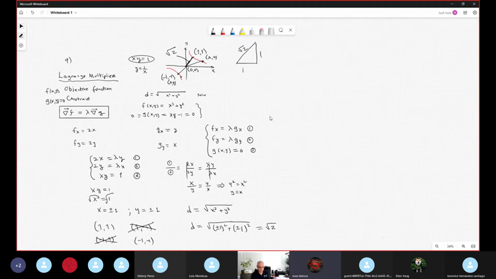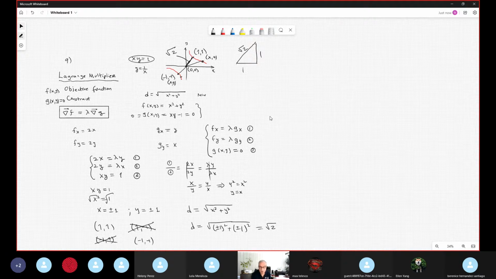Professor, what was the goal of the question? Like, what were we supposed to find? I suppose you find the point on the curve xy equal 1 that is closest to the origin.